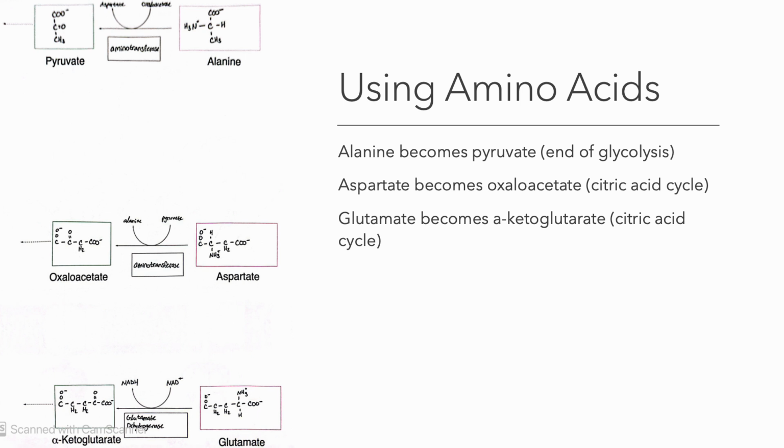We can also use amino acids to create different molecules that can be used in the different reactions previously discussed. So alanine can become pyruvate, where, as we saw previously, is the final product in glycolysis. Aspartate can become oxaloacetate, which is one of the molecules in the citric acid cycle, and glutamate can become alpha ketoglutarate, which is another molecule in the citric acid cycle.